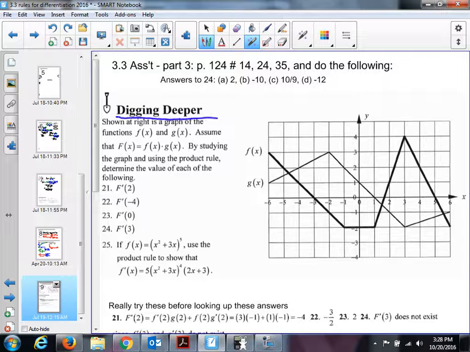Shown at right is a graph of the functions f of x and g of x. So here's the f of x function. It's the thicker dark line. The thinner line is the g of x function. Okay. Now, assume that big F of x is equal to the product, f of x times g of x. By studying this graph and using the product rule, find the value of each of the following. Big F prime of 2.